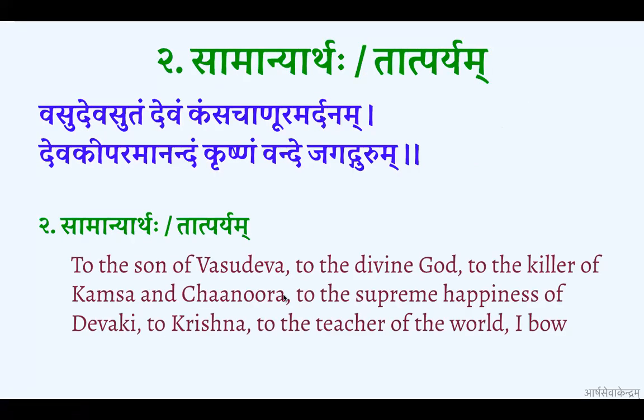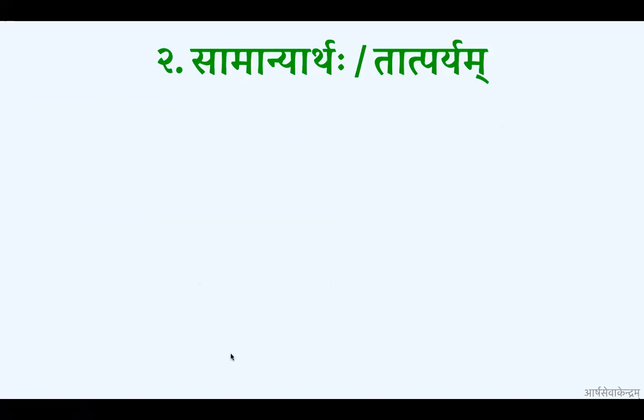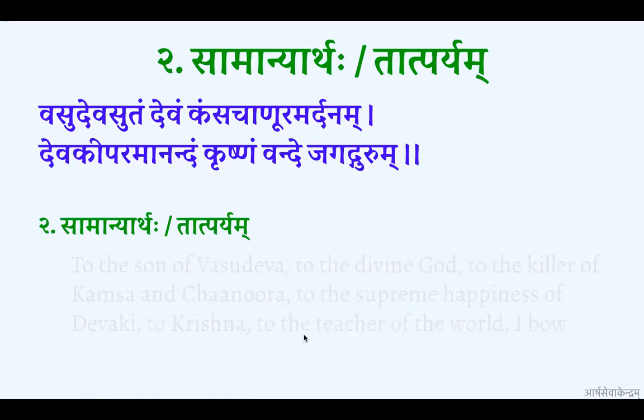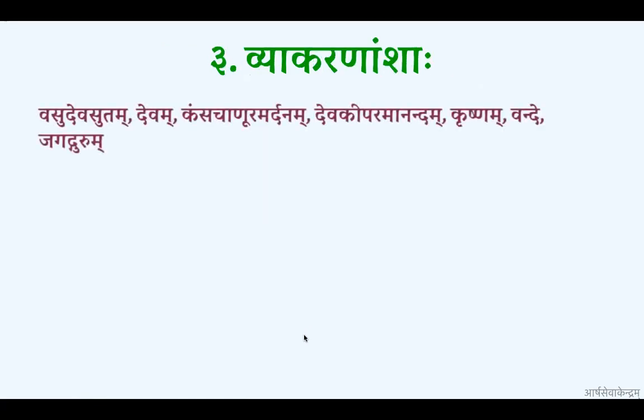So then what we do is, we've identified each of these, right? So let us try to find out what is the vivaranam of each padam, so that we can know what types of questions to ask for each padam. So this is the pada vicheda form. These are all the words that we got from splitting the shloka into independent words.